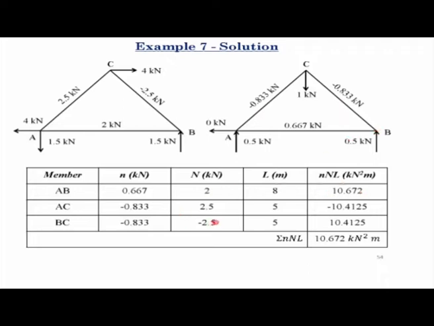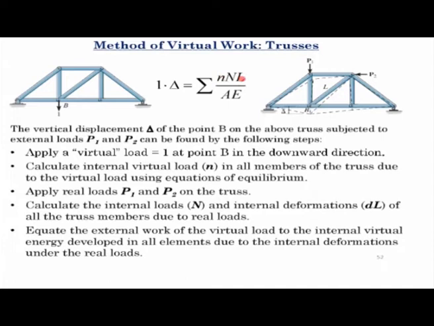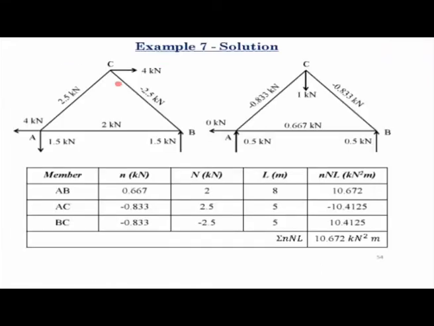So now what we have to calculate is the term nNL over AE. Small n here is the member force due to the virtual load, and capital N here is the member force in each of the truss members due to the applied loads. All these are representing capital N in each of the members, and these numbers are the small n. So we have put them down in a table. Now there is also the terms A and E in the denominator, small n into capital N into L over AE.